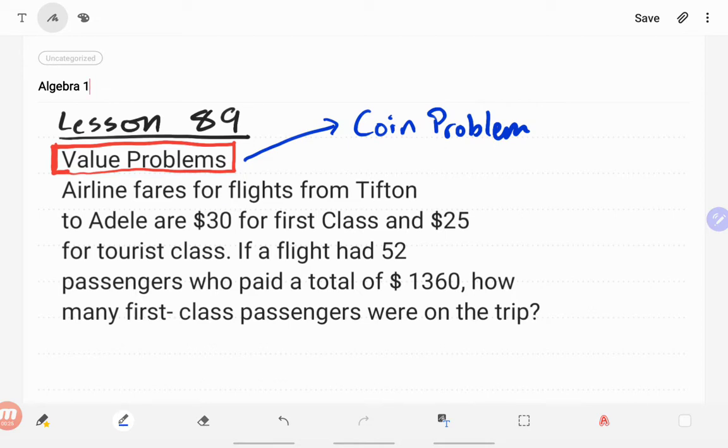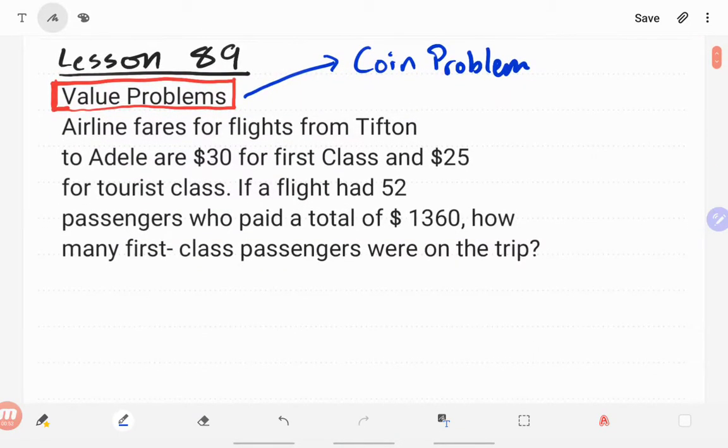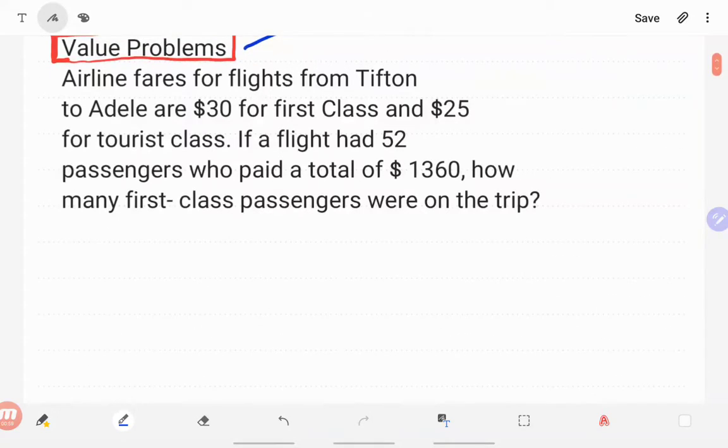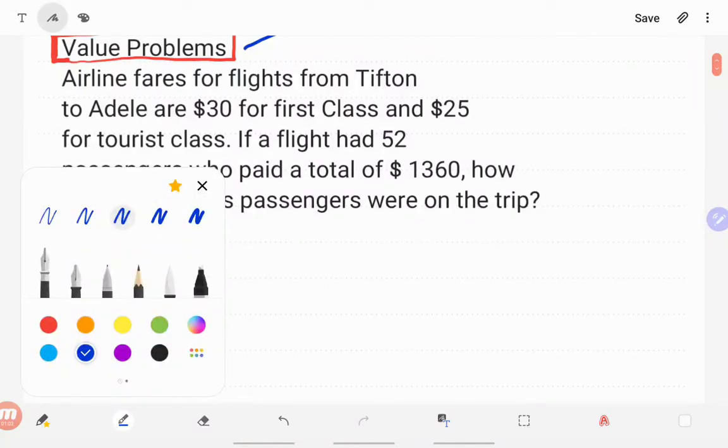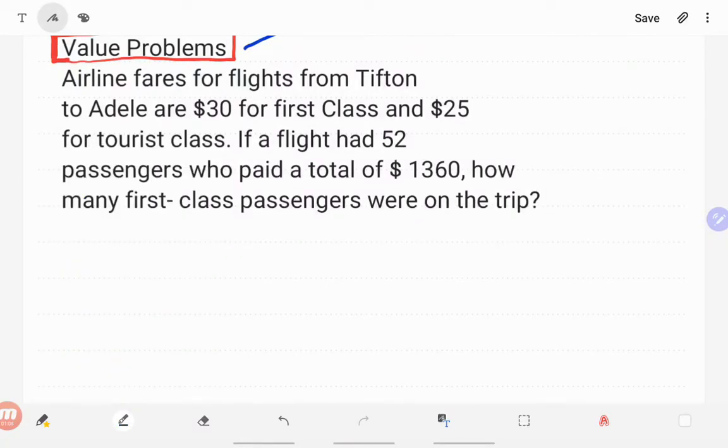So the first question that we're looking at here is one of the practice problems that they give us as an example. Airline fares for flights from Tifton to Adele are $30 for first class and $25 for tourist class. If a flight had 52 passengers who paid a total of $1,360, how many first class passengers were on the trip? What we want to do is create a system of equations, just like whenever we solve our coin problems. Any problem that deals with value, we're going to set up a system of equations.